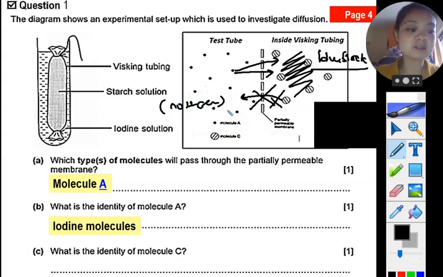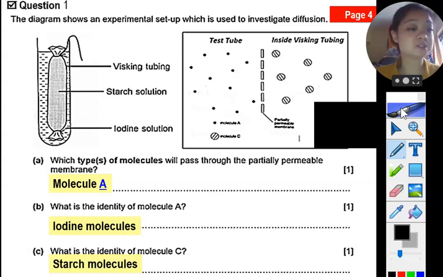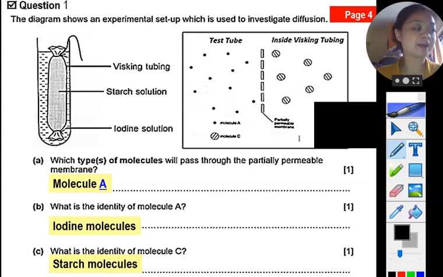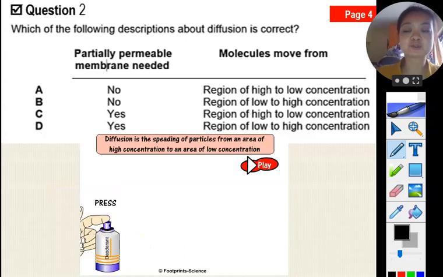So what is the identity of molecule C? Molecule C is your starch molecules. And that is why we say that the outside didn't become blue-black. You saw in the video, it was only the inside of the tubing that became blue-black. All right, so let's move on to the next question.